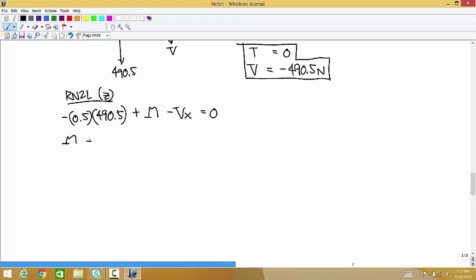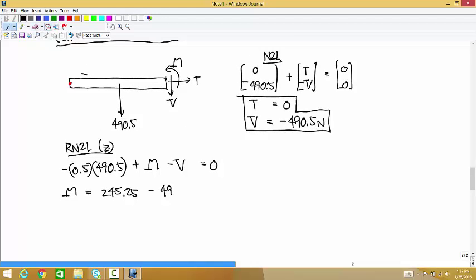So M is equal to 245.25 minus, oh, I said x, but we know what that x is. That's just out of habit. So the moment arm for V is 1. So this is minus 490.5 times 1. So negative 245.25.